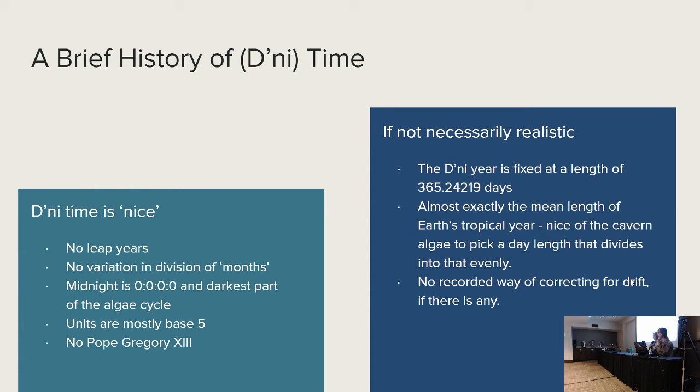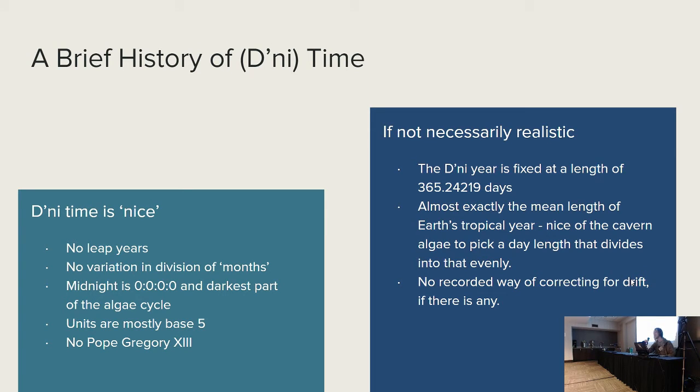Midnight starts at a bunch of zeros. Nice and simple there. Units are mostly base 5 or some variation thereof, like you would expect if you've played the games. I assume everyone here has. And finally, there is no Pope Gregory XIII in the Cavern, so no horrible Julian Gregorian split sometime in the 1500s. At the same time, it's not necessarily the most realistic time system.